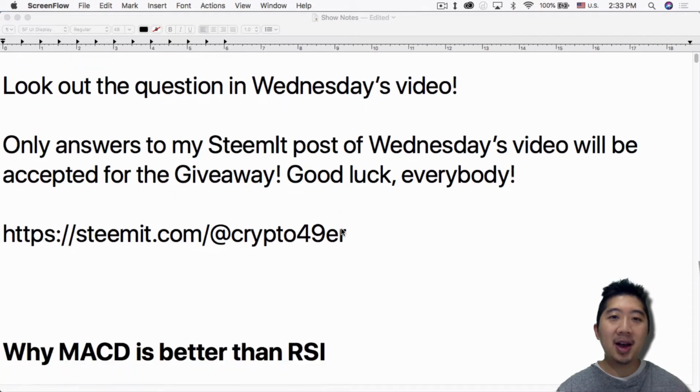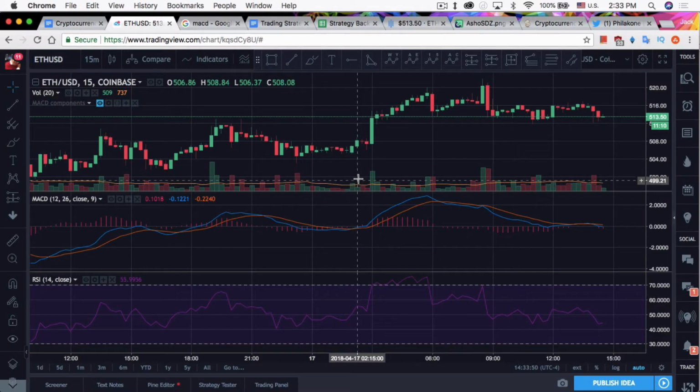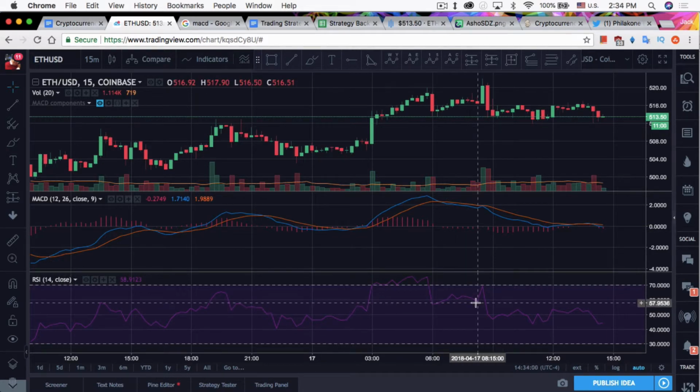Alright, on to today's topic. Why MACD is better than RSI. So this is a chart of the Ethereum USD trade pair, and you can see I have both indicators, the MACD and the RSI, here. And the very basic idea of using these indicators is as follows.